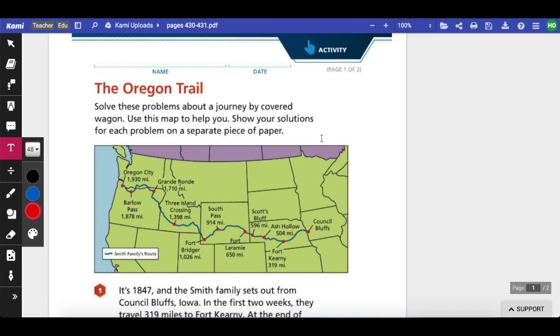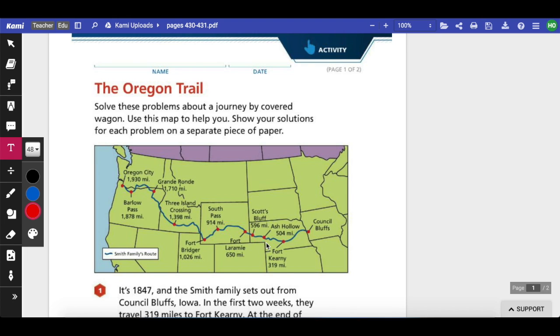These problems are all about a pioneer family, the Smiths, who traveled out west in their covered wagon. The map on this page shows their route along the Oregon Trail, and some of the places where the Smith family stopped along the trail. The numbers on the map tell you how many miles they had traveled from the beginning of their trip each time they stopped. They started at Council Bluffs, then went to Fort Kearny. They traveled 319 miles until their first stop. Their next stop was Ash Hollow, at 504 miles. So they went from Council Bluffs to Ash Hollow and traveled 504 miles.